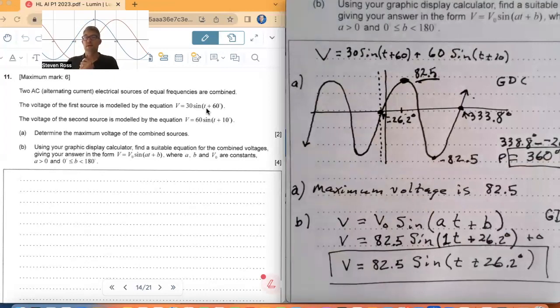So I think because the argument is different, we automatically got to go to the calculator. We're allowed to use a calculator in the mathematics AI exam, and so this to me is a graphing calculator question. It also says so in part B of number 11, using your graphics display calculator. So that's a pretty good hint that we are going to use that calculator to solve.